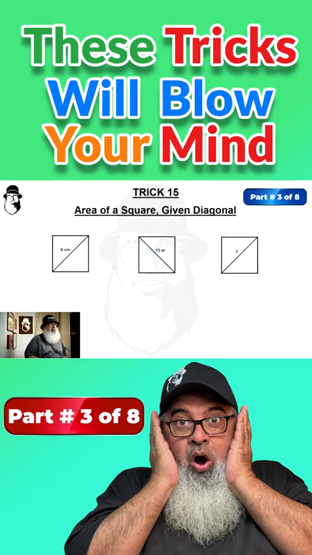This is a geometry trick. If you have a square, and in that square you are given the diagonal and you want the area of that square, just multiply this diagonal by its half. 6 times half of 6, which is 3. So 6 times 3 is what? 18, and that's your answer. This is that simple.